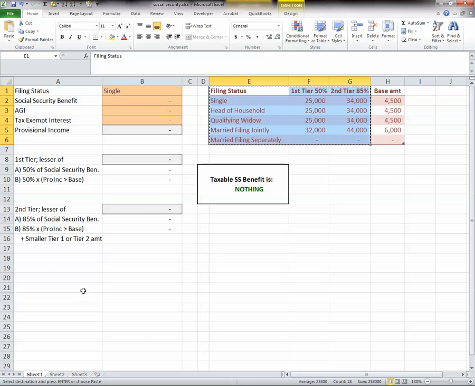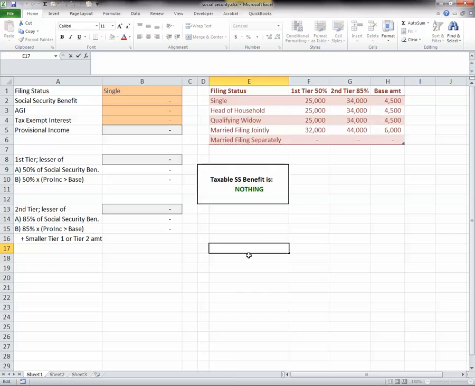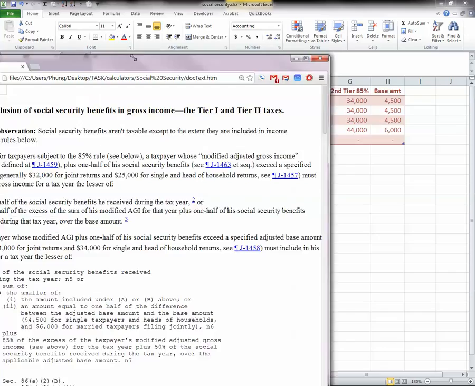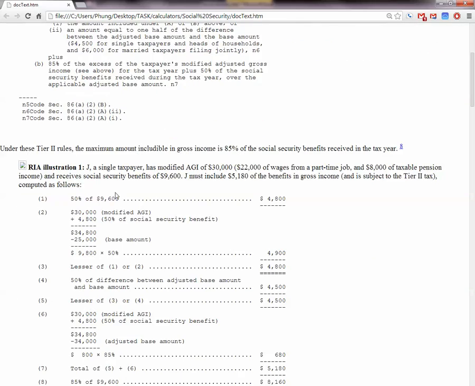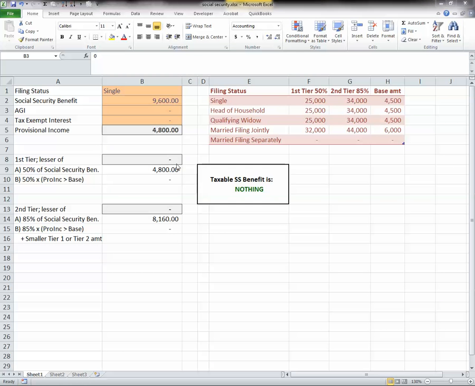Going to our calculator here, let's throw in some example. If you're single and your Social Security benefit is, let's say, 9,600, I am coming up with these amounts from this example here. So let's do that. 9,600, and the AGI is 30,000. The taxable benefit is 5,180.